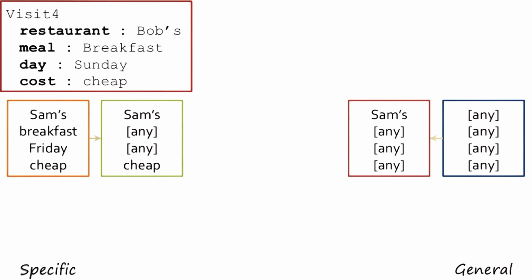At this point in the processing, based on the examples that have been encountered so far, there are only two possibilities. I'm either allergic to everything at Sam's, or I'm allergic to every cheap meal at Sam's.